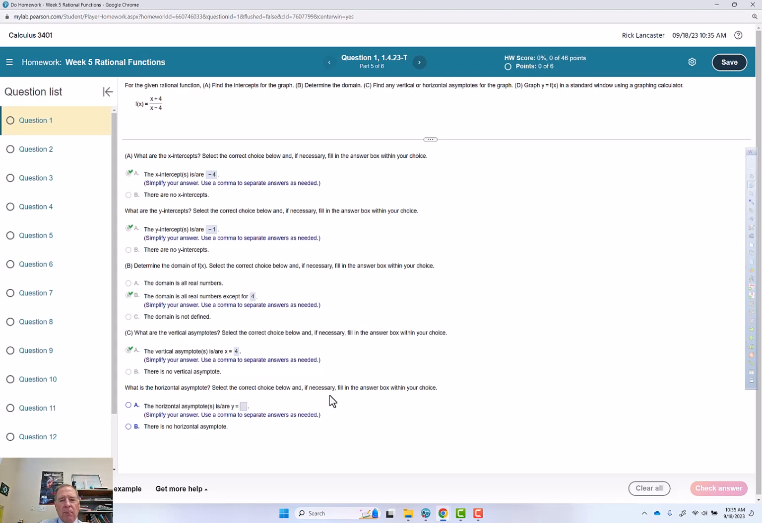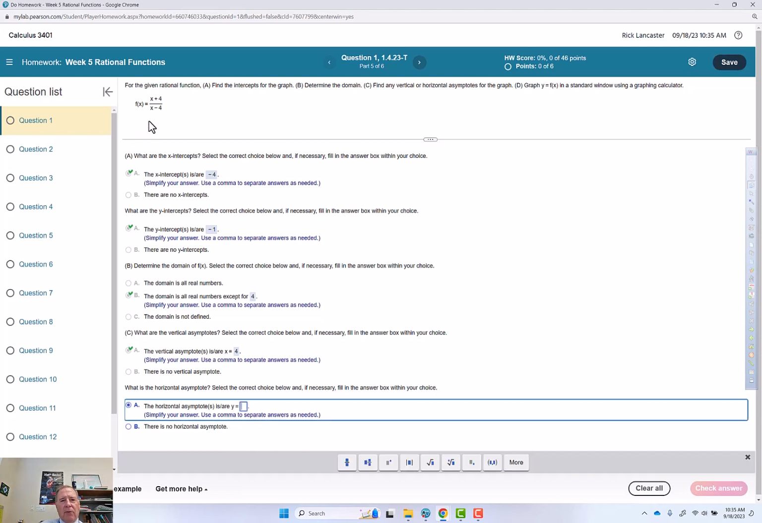What is the horizontal asymptote? Select the correct choice below. If necessary, fill in the answer box with your choice. So we think through this. As x heads to infinity or negative infinity, we're going to get infinity over infinity, or x over x. So it's going to be y equals 1.